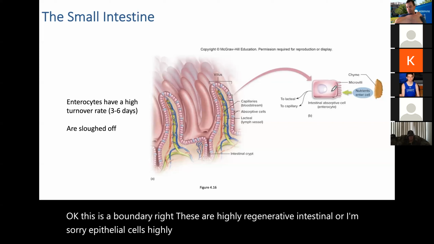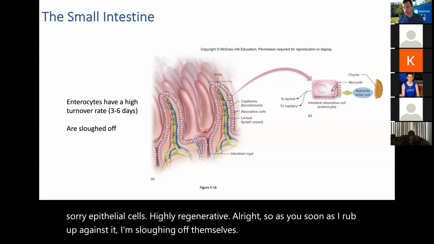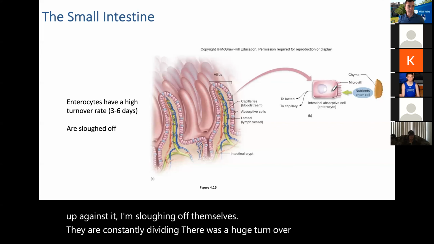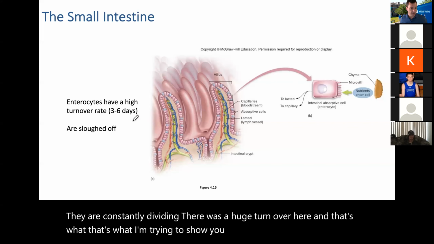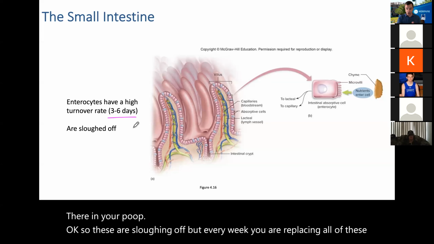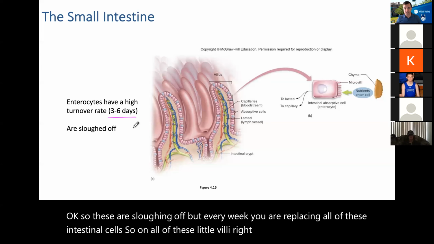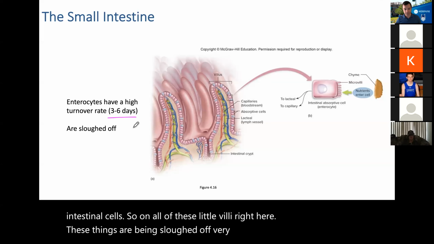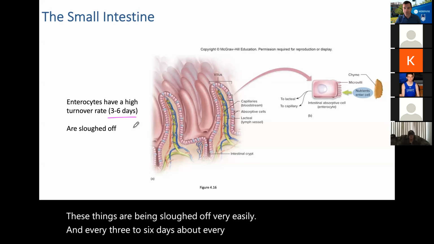As soon as I rub up against it, I'm sloughing off some cells. They are constantly dividing. There's a huge turnover here, and that's what I'm trying to show you. They have a high turnover rate. About every week, these are sloughing off. They're in your poop. About every week, you're replacing all of these intestinal cells. On all of these little villi, these cells are being sloughed off very easily, and every 3 to 6 days, about every week, all of these intestinal cells are renewed.